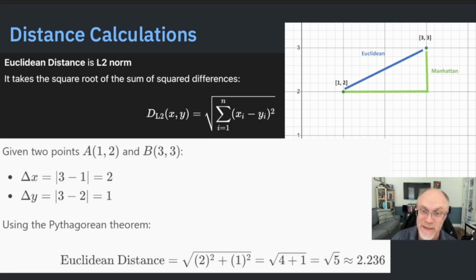And then because a squared plus b squared equals c squared, we have to take the square root in order to actually find out what c is. So here again, you can see 2 and 1 are our distances. When you square those on the bottom, you get 4 plus 1 is 5, so the square root of 5. So our Euclidean distance, the straight line distance here, is approximately 2.236.